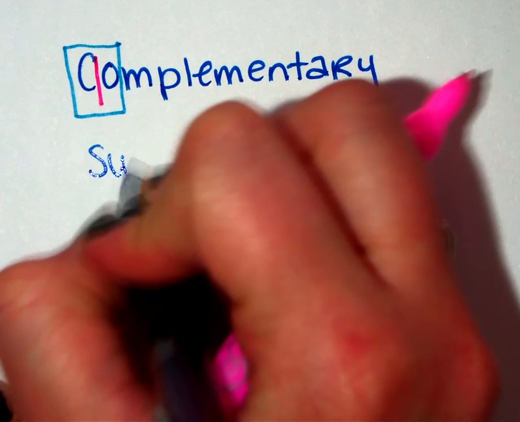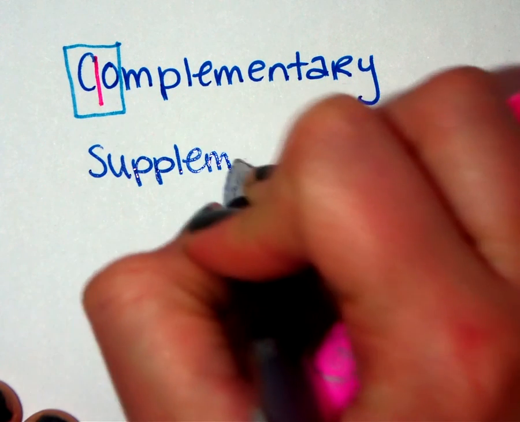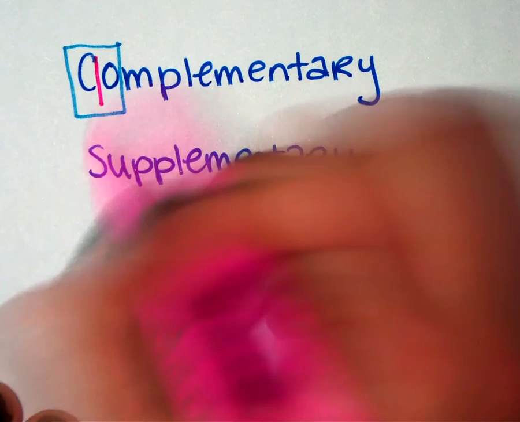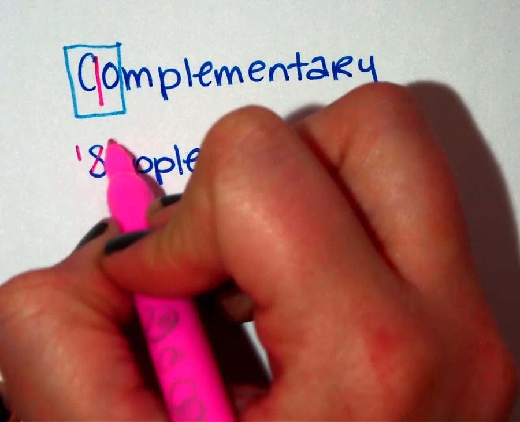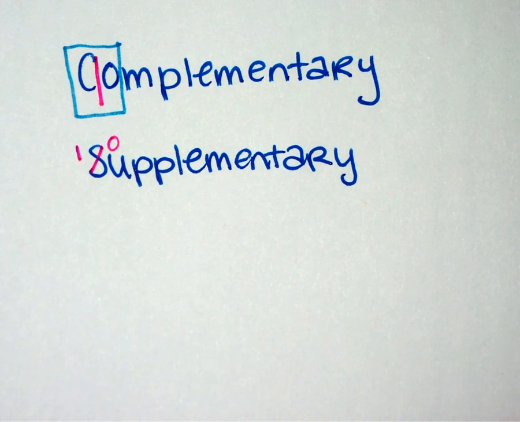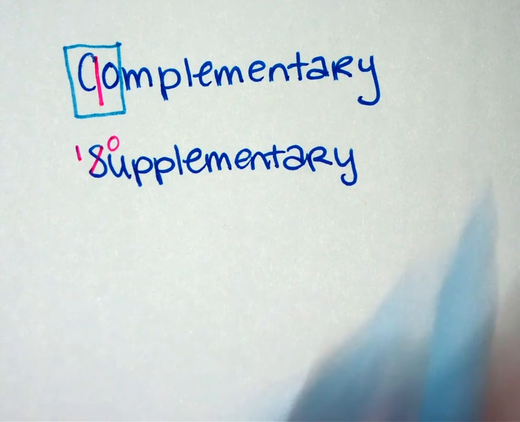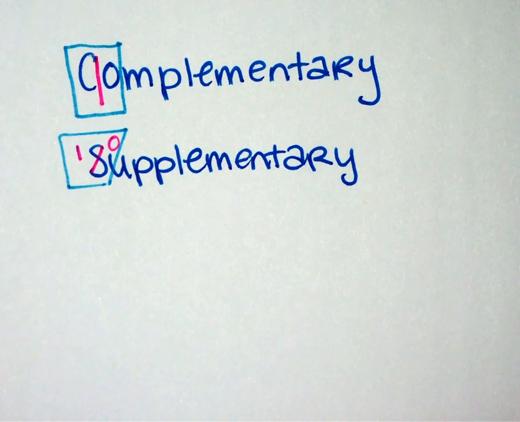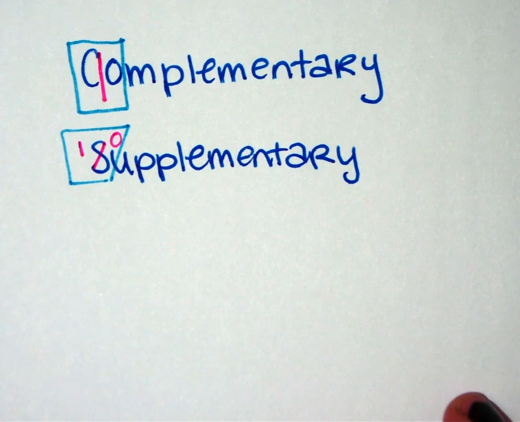Next, you can also kind of do this trick with supplementary. You can add a line through the S and add a 1 and a 0, and then it kind of says 180. So that trick is a little more far-fetched than the complementary trick, but it does kind of help you remember that complementary is 90 and supplementary is 180.